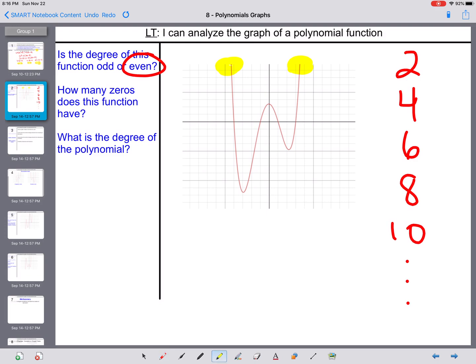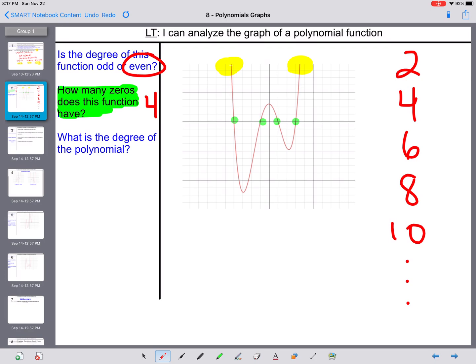Sometimes the number of zeros matches the degree of the polynomial. So let's see if this is one of those cases. The number of zeros comes from, if you remember from Algebra 1, when the graph crosses the x-axis. So right here would be a 0, here would be a 0, here would be a 0, and here would be a 0. So the answer to this question is there are 4 zeros to this polynomial function. Every time the graph crosses the axis, that counts as a 0.